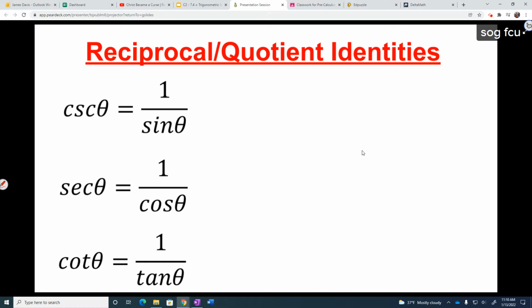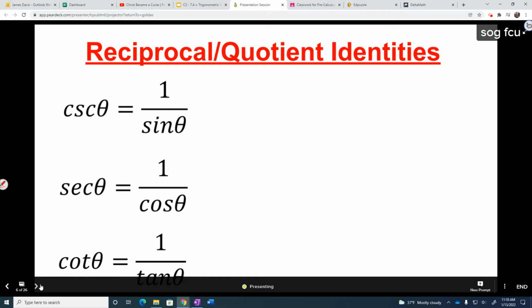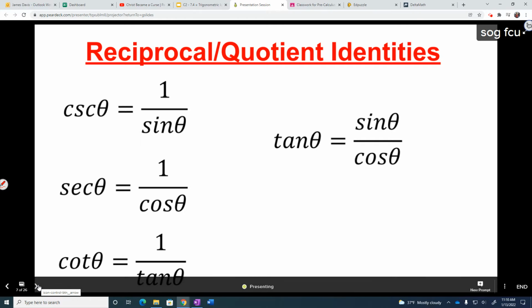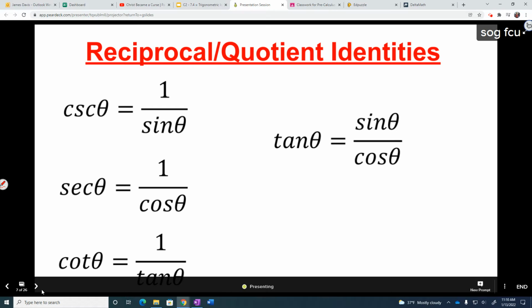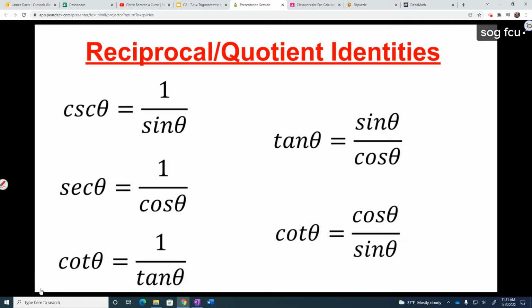And then the other two that we used yesterday, where the tangent is the sine over the cosine. Use that one a lot. And then the cotangent, which is reciprocal of that. Cotangent is cosine over sine. So like I said, all of these you should be pretty familiar with. Shouldn't be the first time you've seen any of these. And hopefully you don't have to look at the list in order to know these.